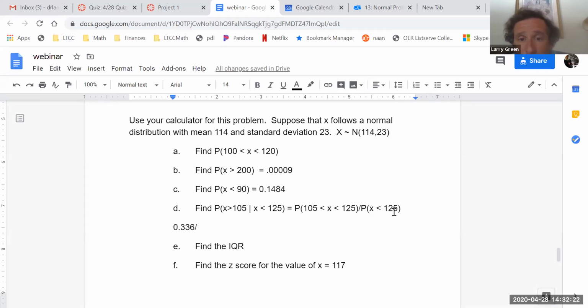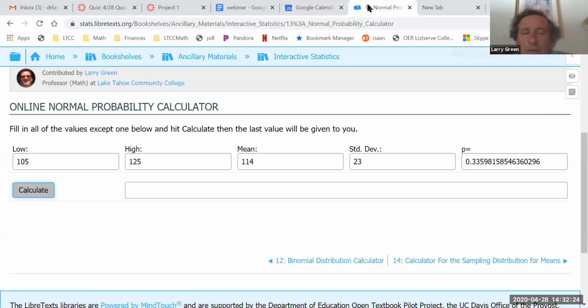Now we find the probability that x is less than 125. I go back to my calculator. If I want to be less than 125, my low is negative a bunch of 9s. My high is 125. Same mean and standard deviation. I blank out my P, hit calculate, and I get 0.6838.